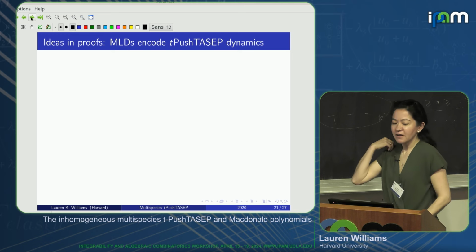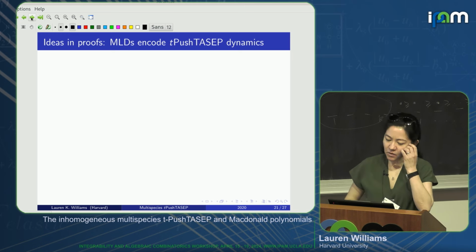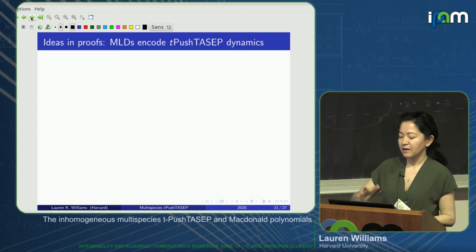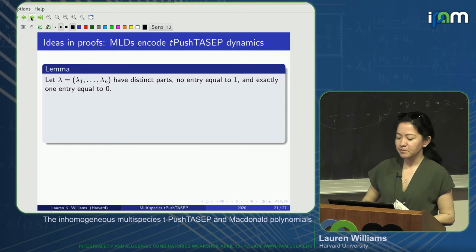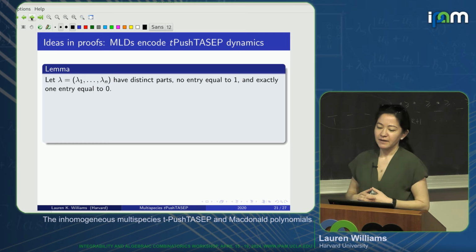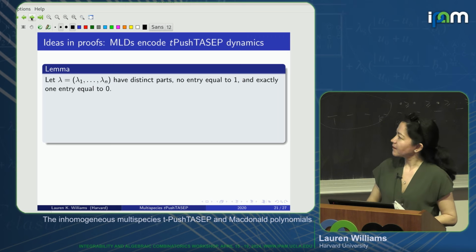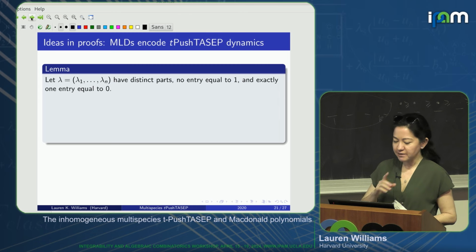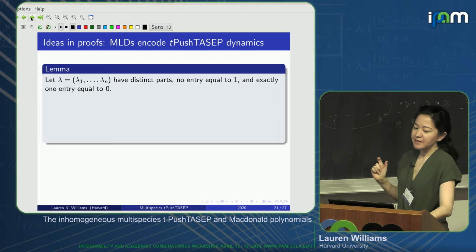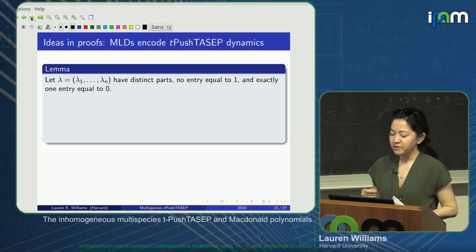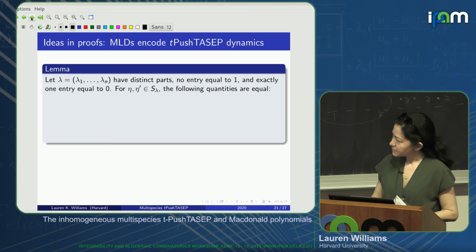OK. All right. So one idea that goes into it is that these multi-line diagrams are really encoding the t-PushTASEP dynamics, at least in the following special case. I'm going to draw a picture to illustrate this. But the statement is that suppose we have a partition lambda with distinct parts, no entry equal to 1, and exactly one entry equal to 0.